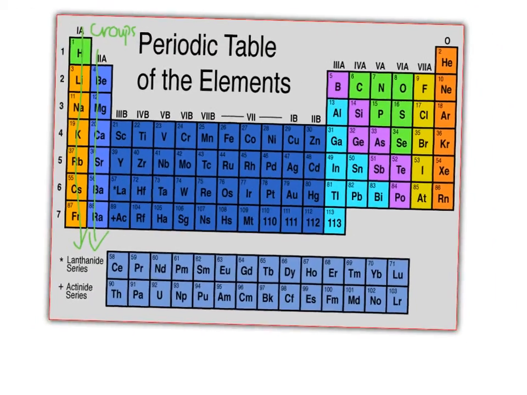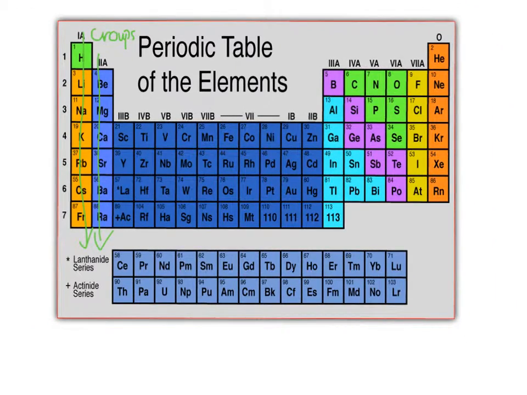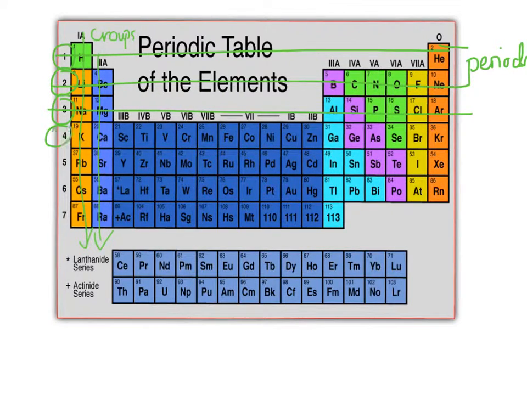I'm just going to make this a tiny bit smaller. There we go. So across like that are going to be the periods. So this is period number 1, period 2, period 3, period 4, period 5, period 6, etc.